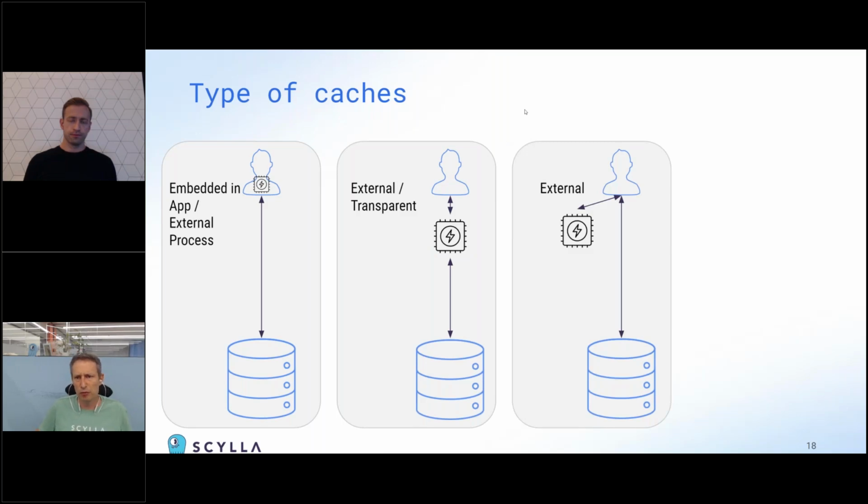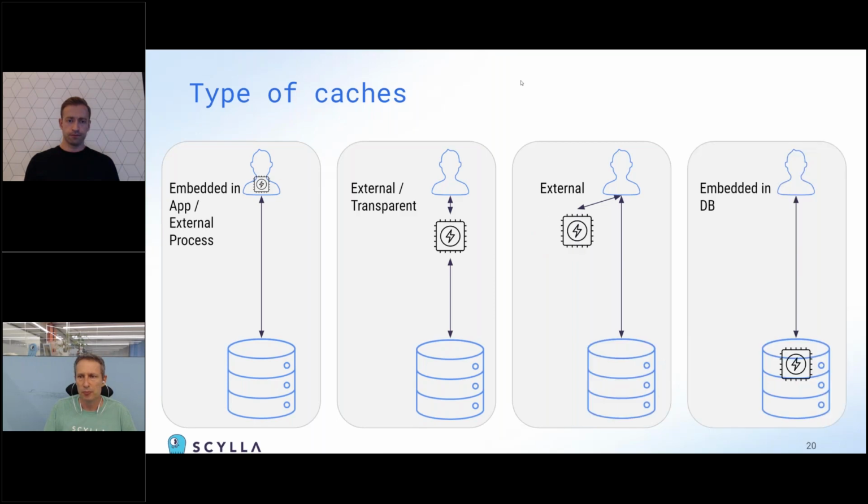A third type of cache, which I'll focus on in my section, is external cache which is not transparent. For example, and this is something that we are seeing a lot, you have Redis for your caching, and if it fails as a cache, you move to Cassandra or another database as the source of truth or main data store.